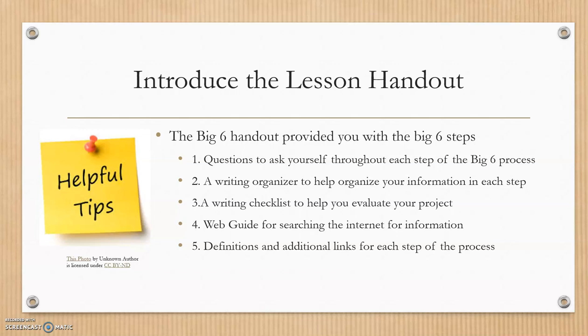The fourth one is a handy web guide for searching the internet for information. This one helps you think through good quality resources that you can use for your research because remember, everything on the internet is not always true. And the last helpful link was definitions and additional links for each step of the process to give you additional guidance if you need.